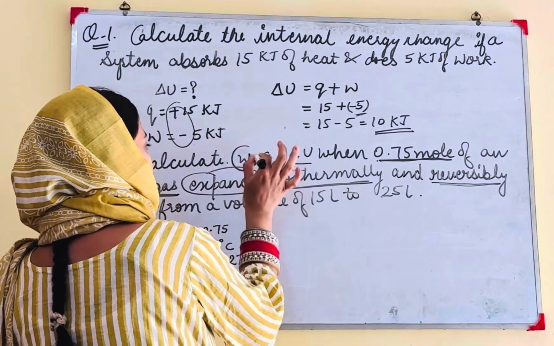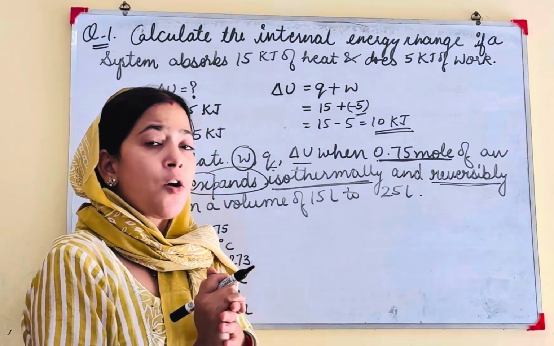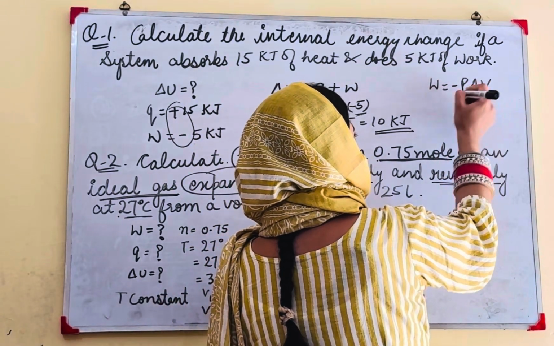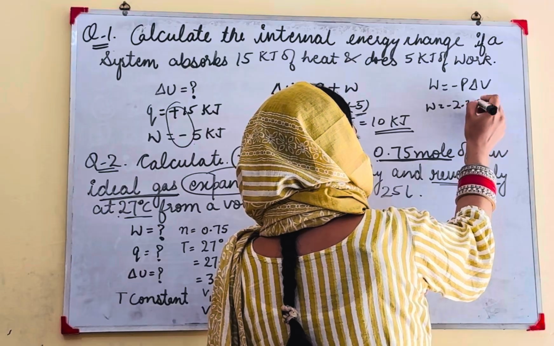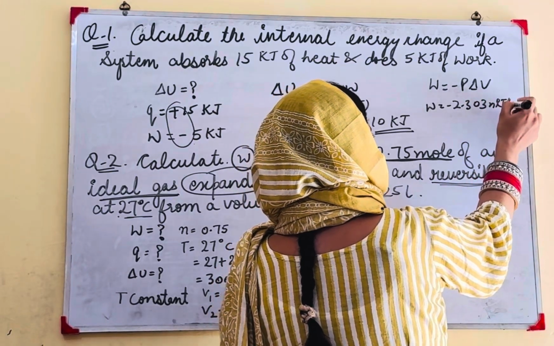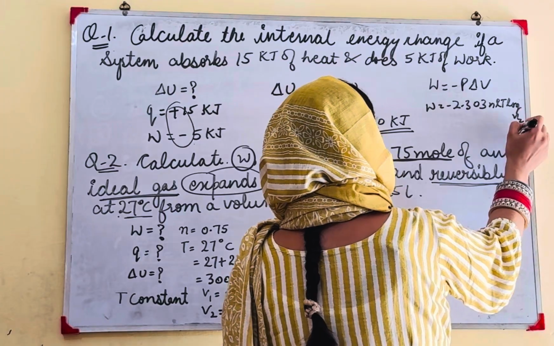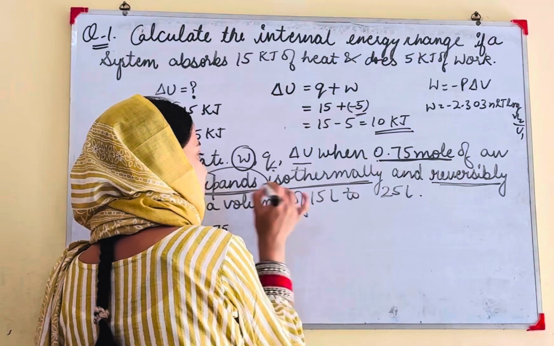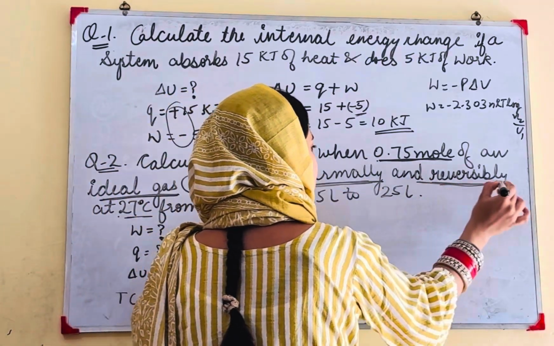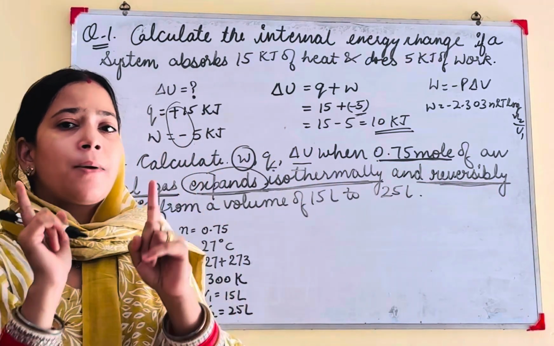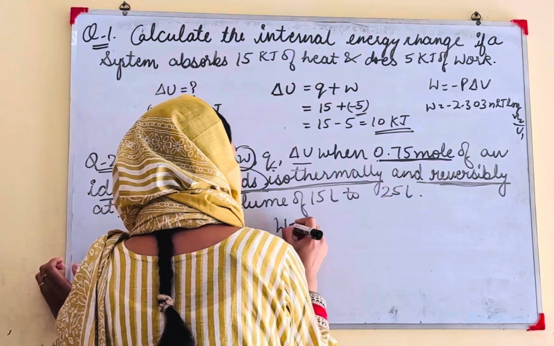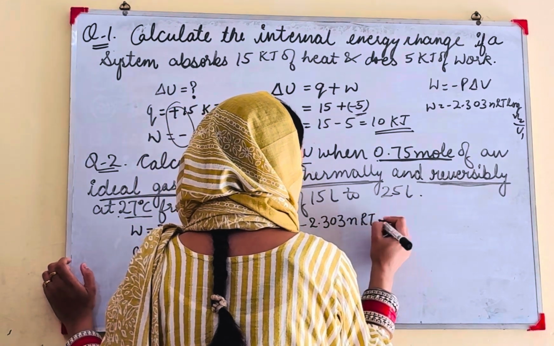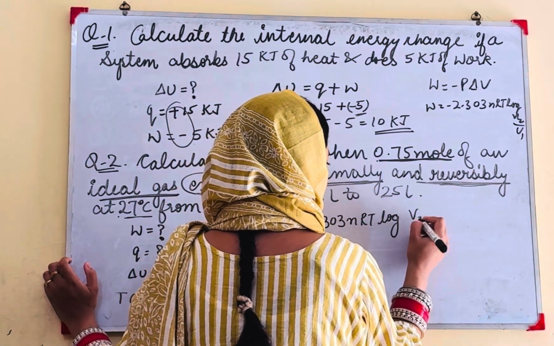First, we have to calculate W. Now, there are many formulas to calculate W. That is, W is equal to minus P delta V, or W is equal to minus 2.303 nRT log V2 by V1, which we have to apply. Expansion, isothermal and reversible. For reversible isothermal expansion, W is minus 2.303 nRT log V2 by V1.